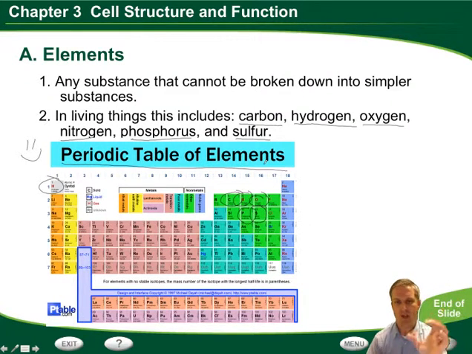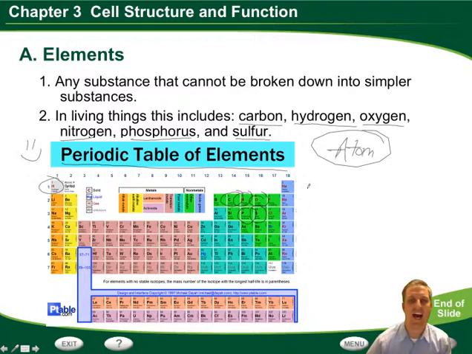If I take an atom of carbon and cut it in half, I don't have carbon anymore. I've lost its ability to be carbon. One atom of carbon is as small as it can get. So that's what an element is. And why that's important is when we talk about living things, we'll find out that the smallest element is an atom. So one atom of carbon, or one atom of hydrogen, one atom of oxygen, that's as small as you can get. You can't have half of an atom.